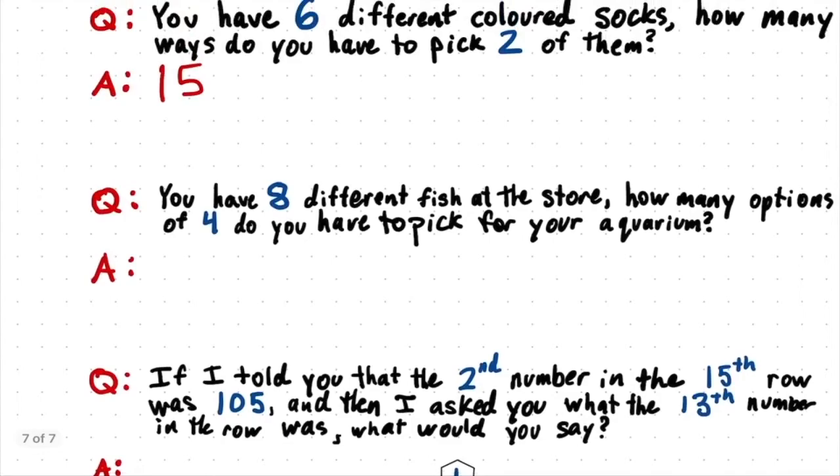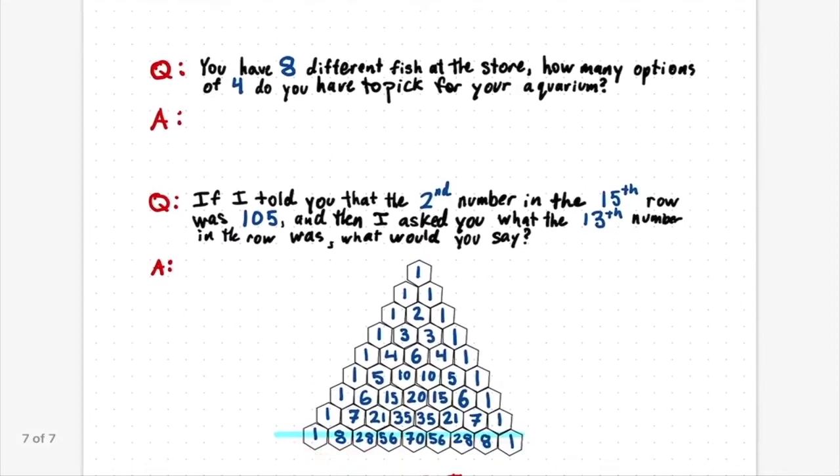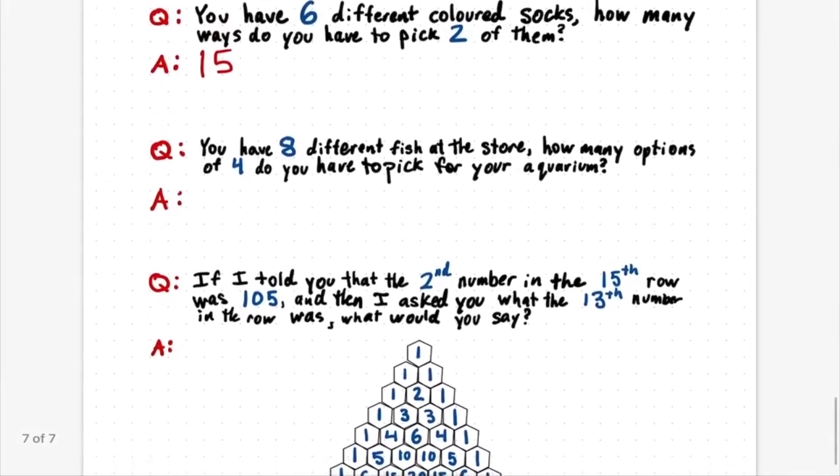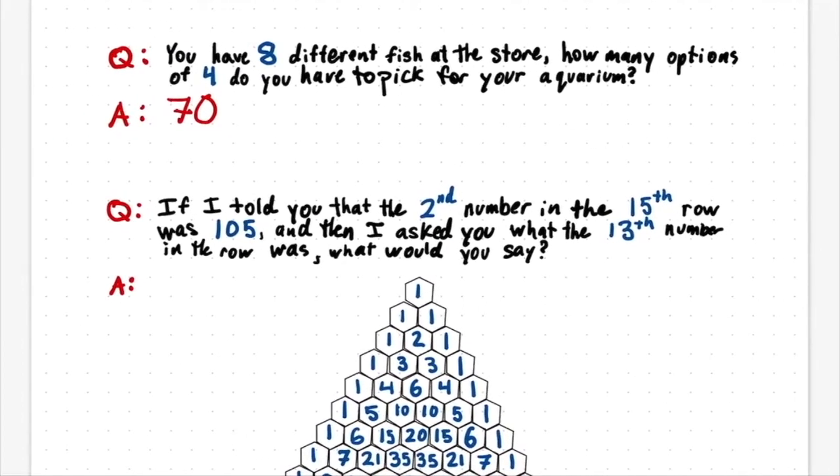So, if you got 70 as your answer, sorry, let me clear the triangle. If you got 70 for your answer for this question, congratulations, you got it right. 70 is the right answer. Now this last question is a little bit trickier. If I told you that the second number in the 15th row was 105, and I asked you what the 13th number of the row was, what would you say?